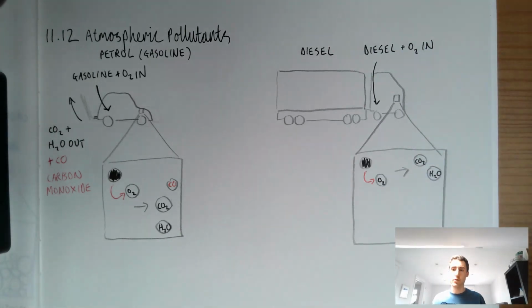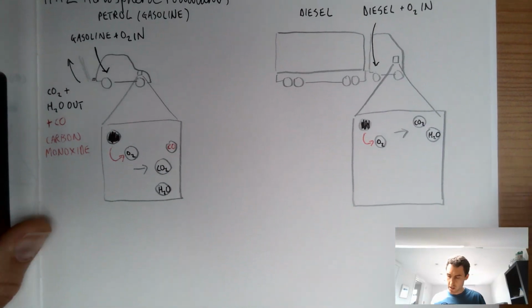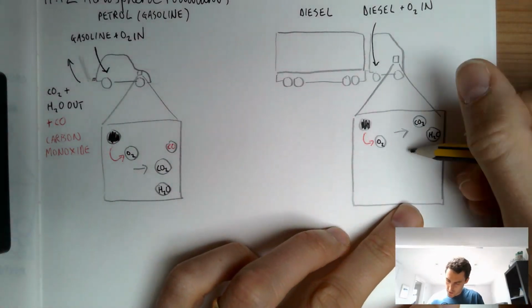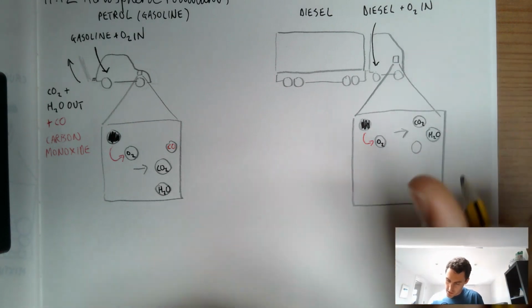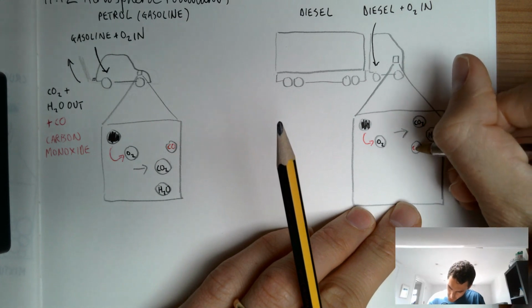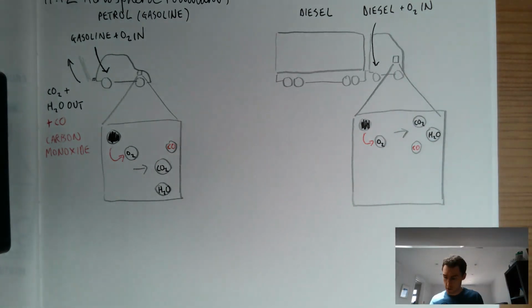But what actually happens is that, firstly, you do also get some incomplete combustion if there's not enough oxygen. So you do still get some carbon monoxide. I'll put that as CO. So there's some carbon monoxide coming out.